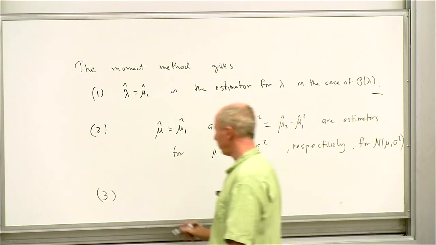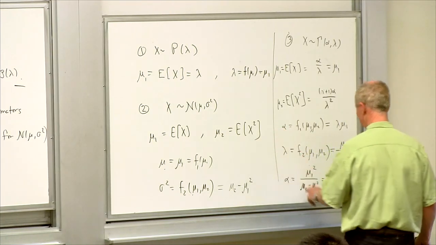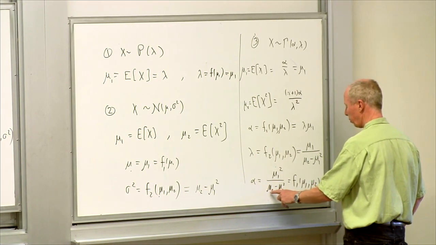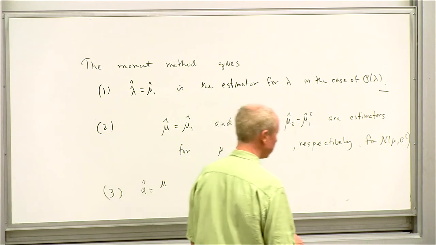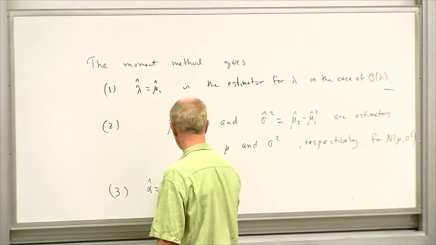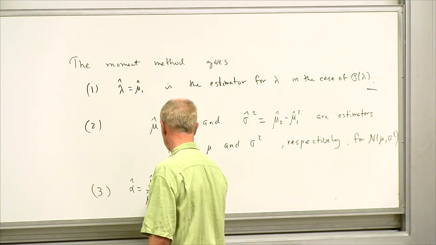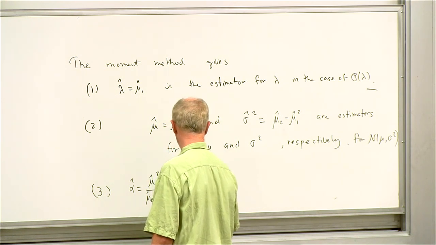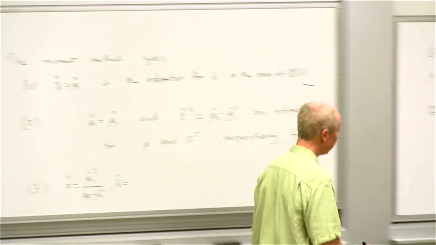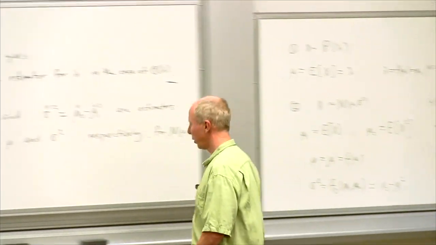And finally, for gamma, how do we estimate alpha? Well, alpha would be mu1 hat squared over mu2 hat minus mu1 hat squared. And for lambda, we put in mu1 hat, mu2 hat here. So it gives mu1 hat over mu2 hat minus mu1 hat squared.